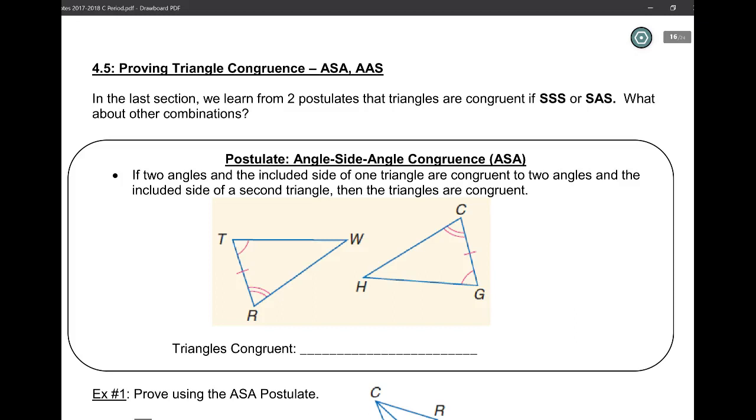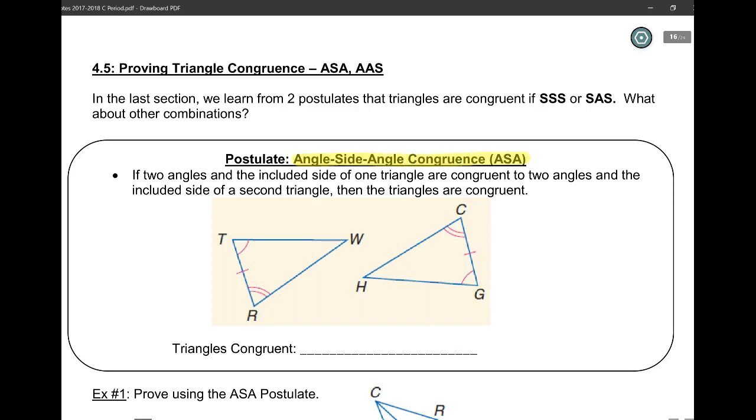Okay, so today we're going to look at 4.5, proving triangle congruence. Again, in the last section we learned about two postulates, side, side, side, and side, angle, side. Today we want to look at other combinations that might work, other shortcuts to proving two triangles congruent. So the first postulate for today is angle, side, angle congruence.